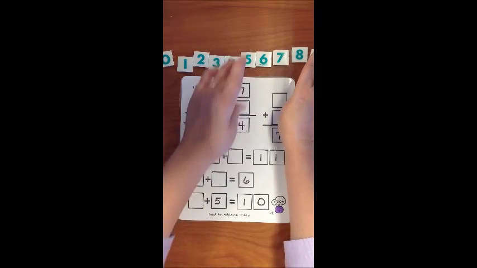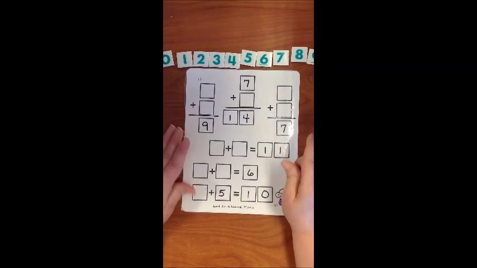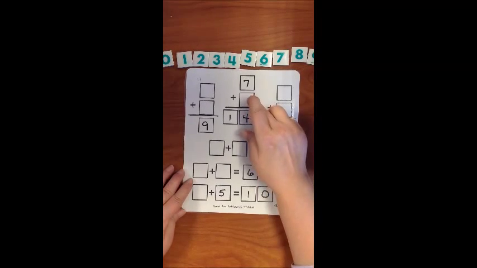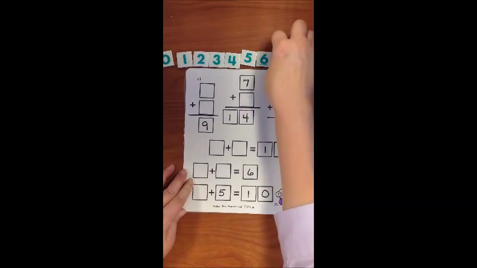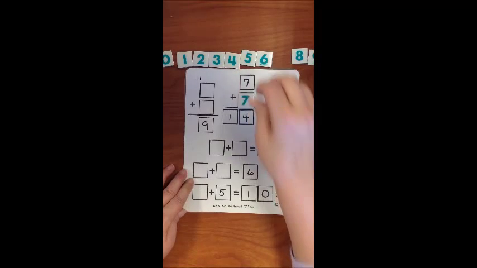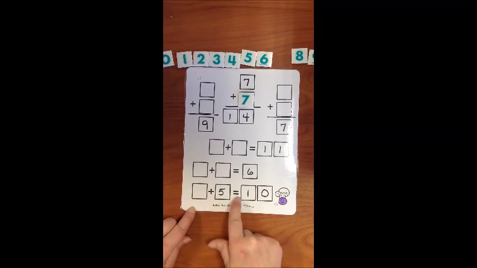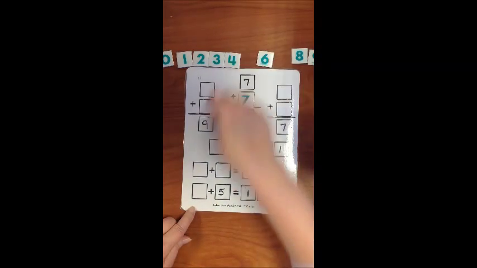Now, another strategy I have them do is to look at the card and only do the ones first that have only one possible answer. So 7 plus something is 14. Well, we know that there is only one number that will fit, and that's a 7. And then there's one here at the bottom, something plus 5 equals 10. There's only one answer that will fit, and that would be the 5.